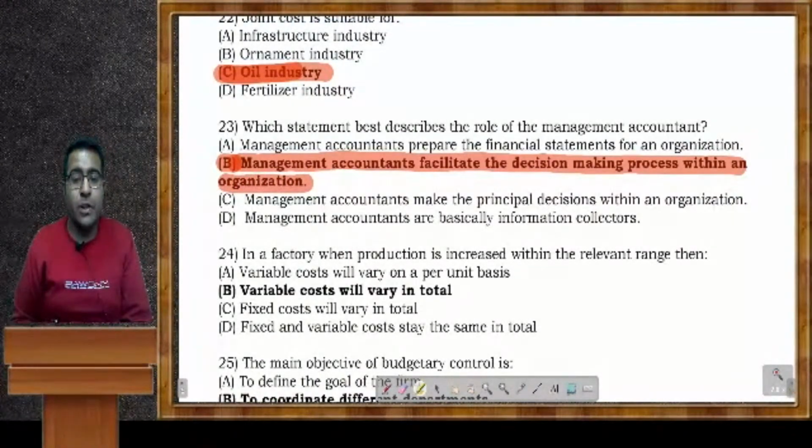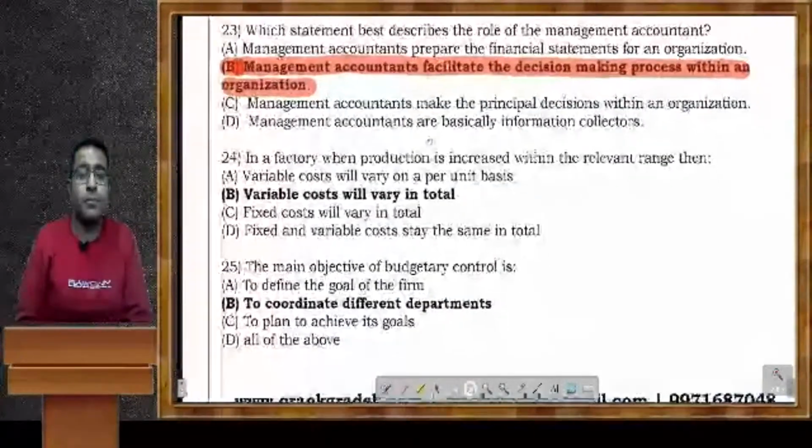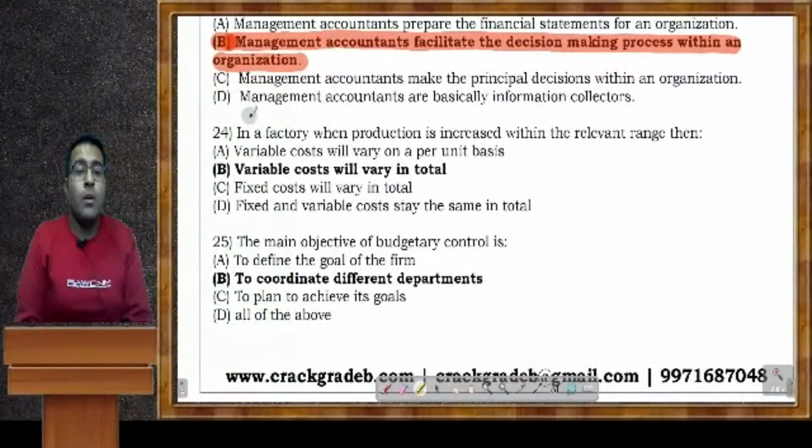Okay, moving to the next question. In a factory, when production is increased within the relevant range, then variable cost will vary on a per unit basis? Variable cost will vary in total? Fixed cost will vary in total? Fixed cost never changes in total. Fixed cost and variable cost stay in the same total?